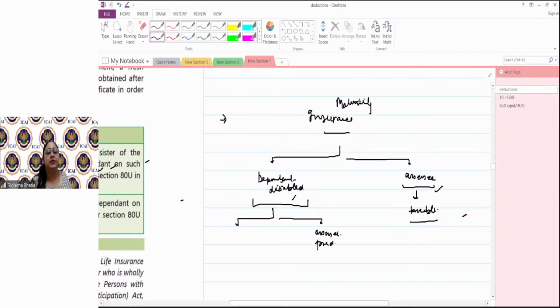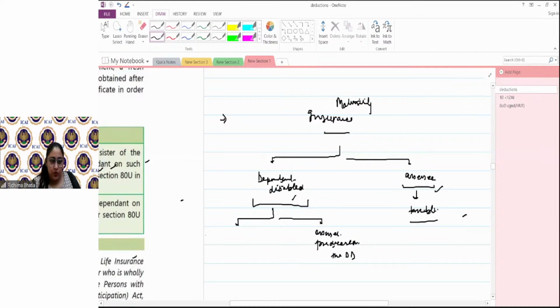The assessee predeceases the dependent disabled. Predeceases means he dies before the dependent disabled. So obviously the person who is making the contribution, the premium to the insurance, has died. Then there would be a maturity, or an amount would be received by the dependent disabled.